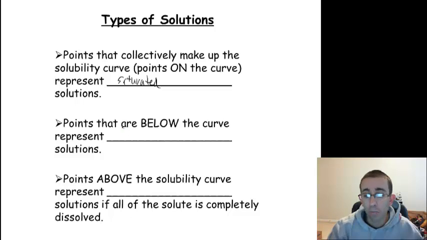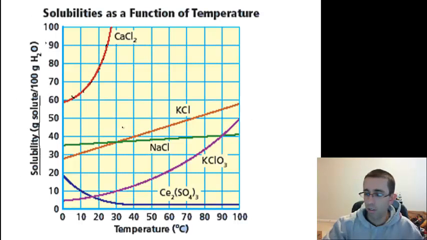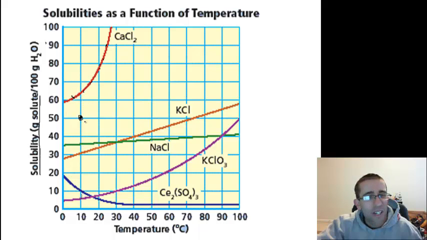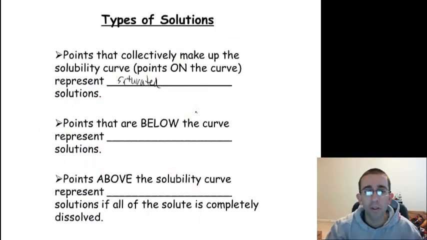Points that fall below the curve. Let's say I put 50 grams of calcium chloride in at 10 degrees Celsius. I only put 50 grams in, so it falls under the curve. I can dissolve about 63 grams, but I only put in 50. So any points that fall below the curve for calcium chloride, or if I'm talking about potassium chloride, it's down here, this orange line here. If they fall below the curve, this is called an unsaturated solution.